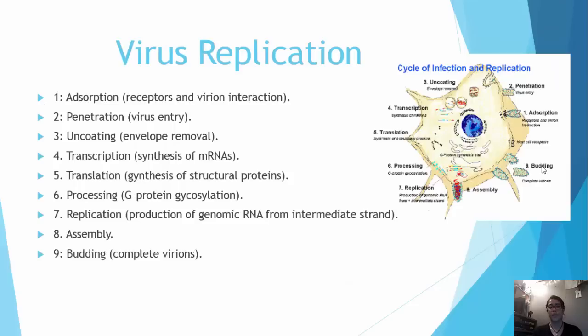So the replication of the rabies virus is the same as every other virus. There's absorption, penetration, encoding, transcription, translation, processing, replication, assembly, and then budding of new viruses.